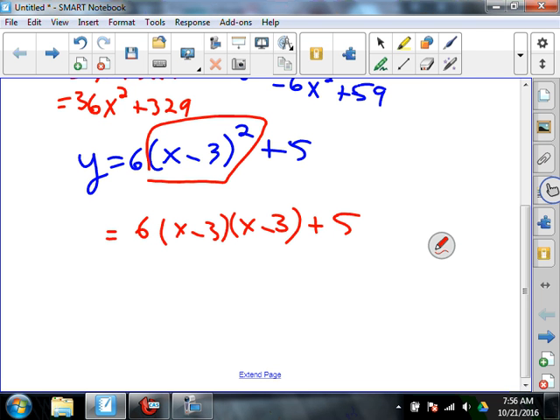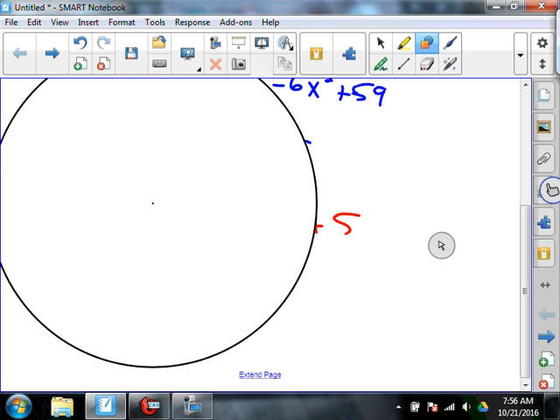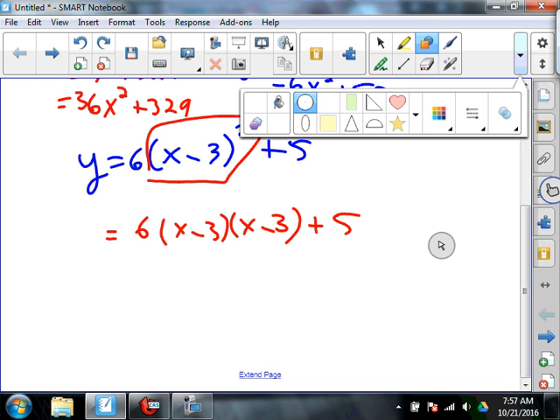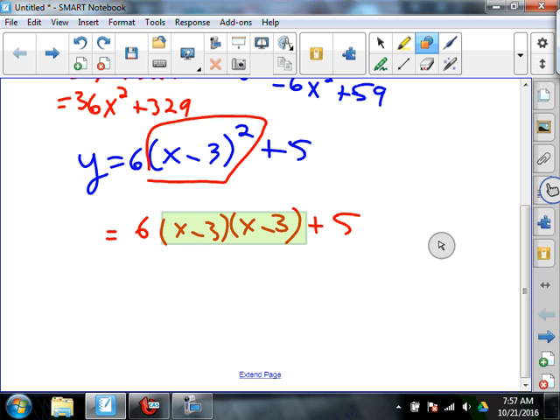But when you're foiling, that 6 that's out front, some people get it twisted. Some people want to distribute it into both of those binomials, and it only needs to go into one of them. But I wouldn't do that. I wouldn't distribute it until after I do this product of these two things, right? I wouldn't distribute the 6 until I'm done foiling that. Everybody all right so far?